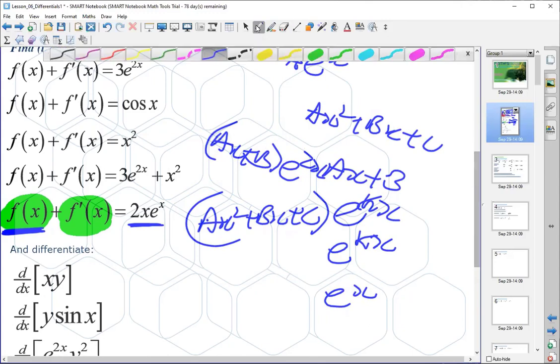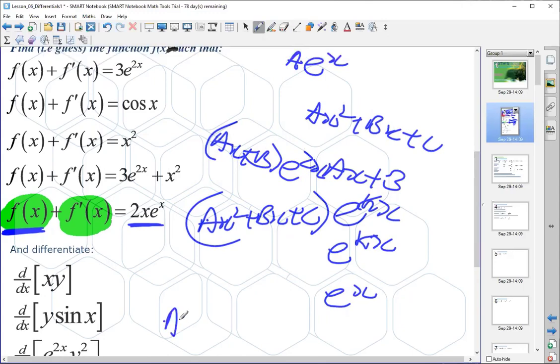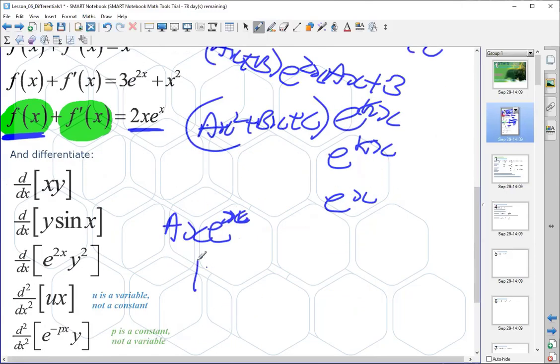Maybe ax e to the x. Ax e to the x. Okay, good. So that's going to be our f of x. What would be our f dashed of x in that case? F dashed of x. Let me just rub that out.